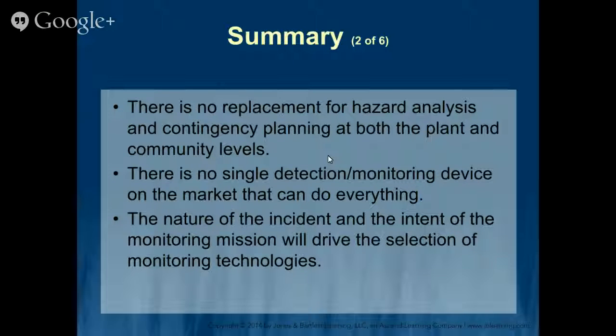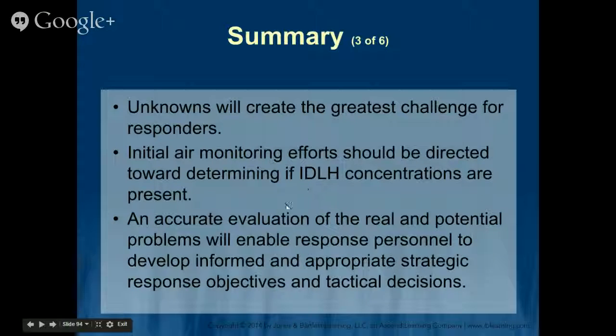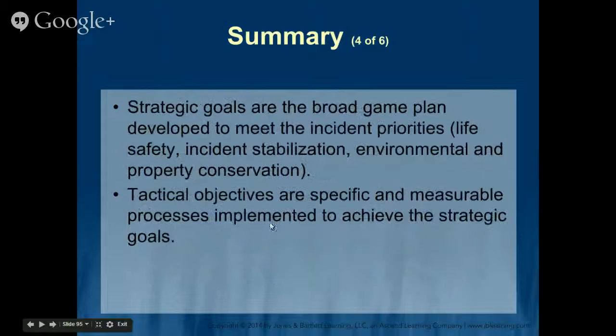We use detection devices to gather information. We use detection devices and modern technology to tell us how bad it is. We can do research. We can look it up in books. We can go to the computer. We can use computer modeling. We can ask experts in the field, how bad will this affect us? All this information comes to us so that we can sit down and write a detailed incident action plan that's going to address life safety, incident stabilization, environmental, and property conservation.